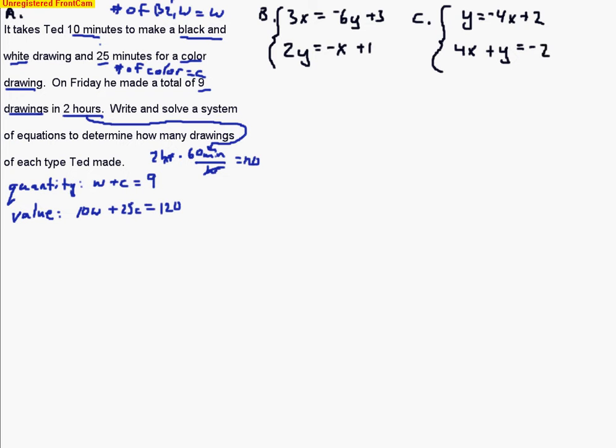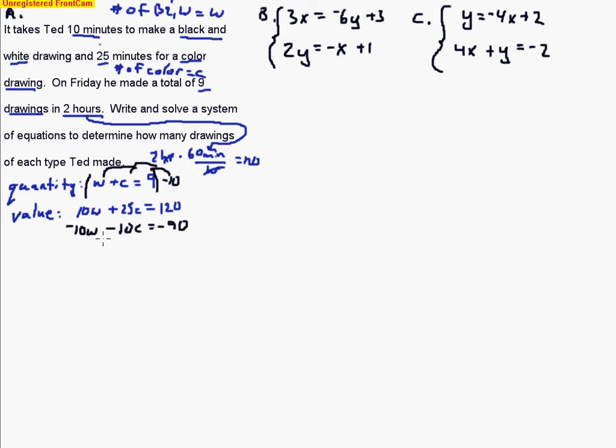Well, from this point, we can go ahead and solve it. I'm going to use the elimination method. Now, when I look at this, I think I'm going to multiply by negative 10. It's easier than multiplying by a negative 25. See, if I want to cancel out the W's, that's all I'd have to multiply by. And multiplying by a 10 just adds a 0 to the number. So negative 10W minus 10C, and this equals negative 90.